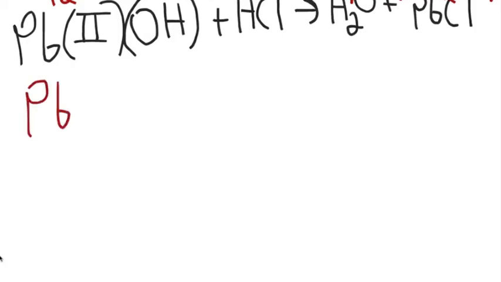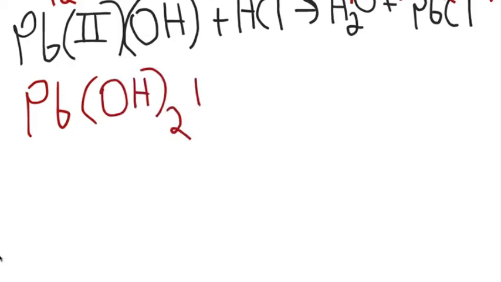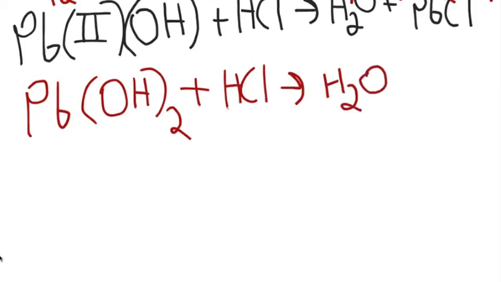So we should have lead hydroxide 2 plus hydrogen chloride, which produces H2O. That 2 shouldn't have been there. That was a giveaway for you. Plus lead chloride. Now the next step is to balance out the equation.